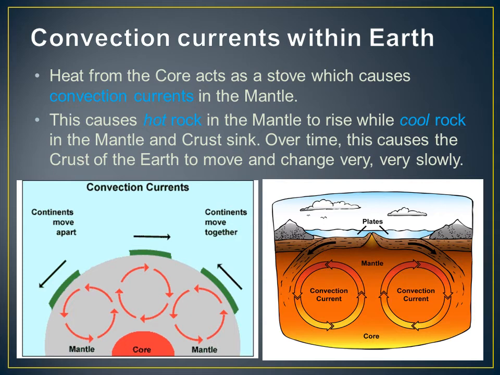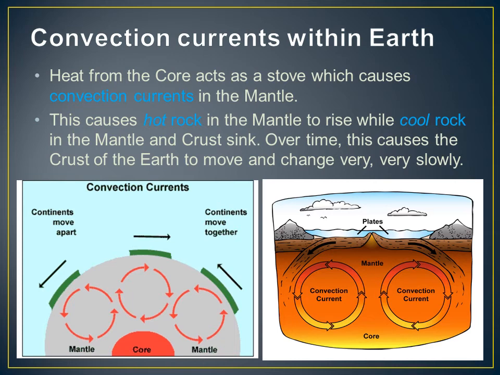So, what exactly is happening? Well, this causes hot rock in the mantle to rise. It's moving towards the surface or towards the crust of the Earth. While cool rock in the mantle and the crust begin to sink back down into the mantle and towards the core. So, as this happens, the crust of the Earth moves and is changed very, very slowly. We're talking millions, tens of millions, hundreds of millions of years.